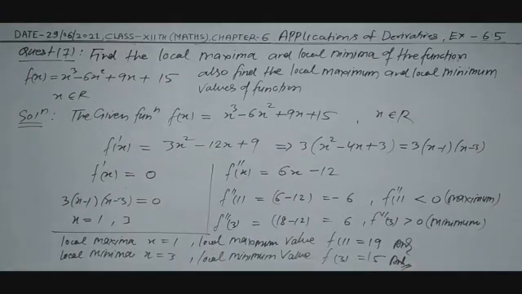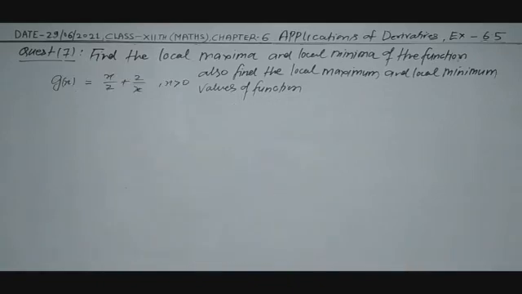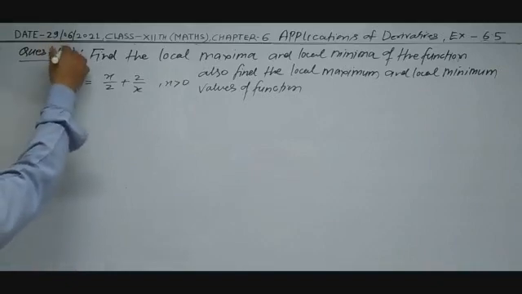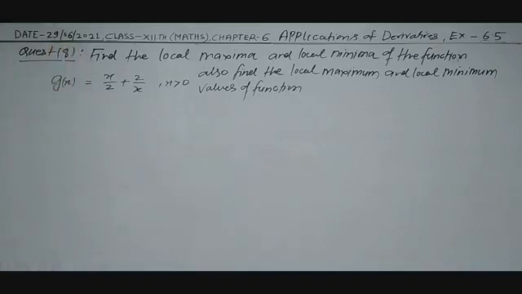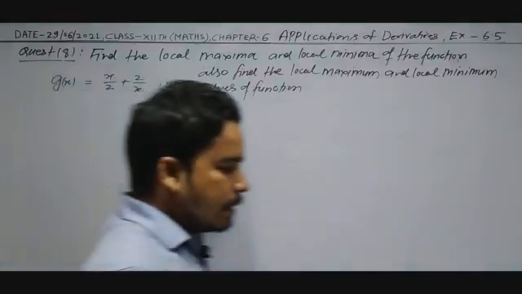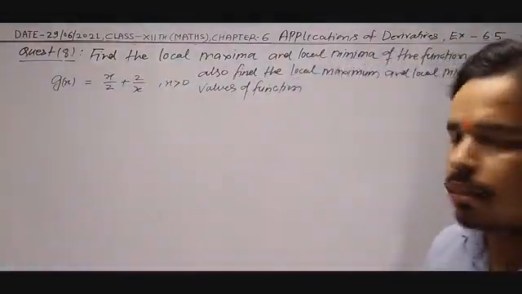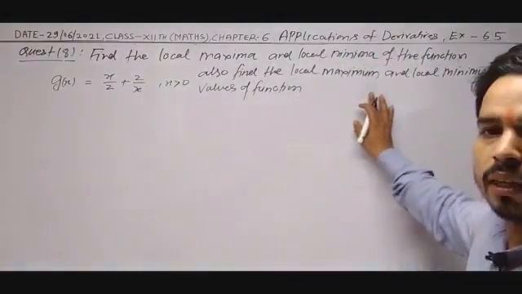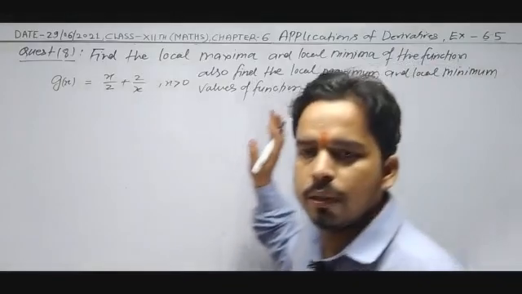Now come to the next question. Question number 8. Find the local maxima and local minima of the function g(x) is equal to x by 2 plus 2 by x such that x is greater than 0. Also find the local maximum and the local minimum value of the functions.